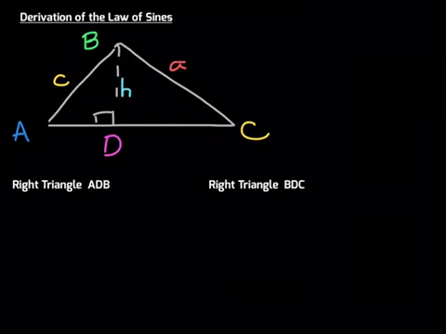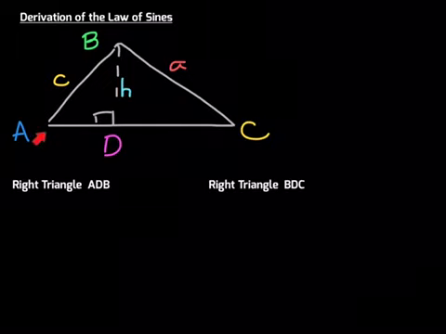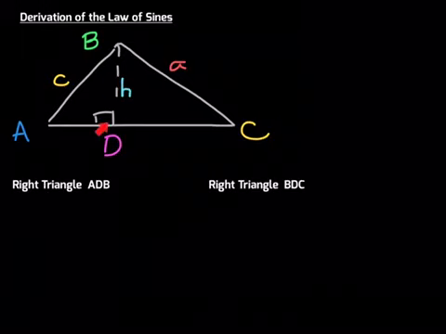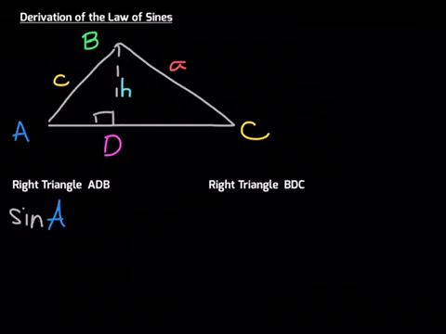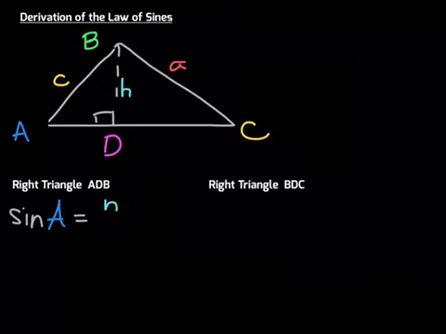What I would like for you to look at is right triangle ADB. Notice that sine of angle A, remember that sine is opposite over hypotenuse, would be H over the hypotenuse, which would be C.